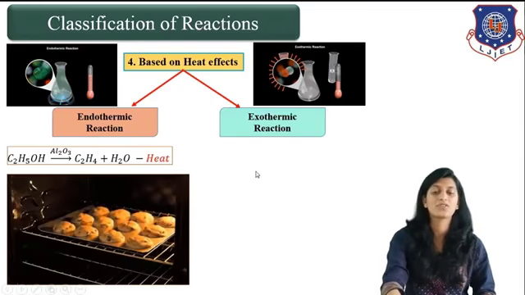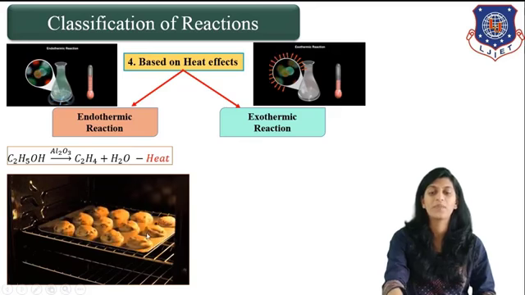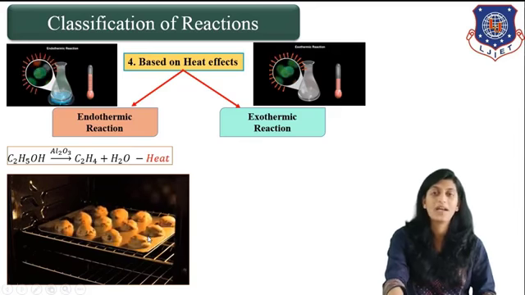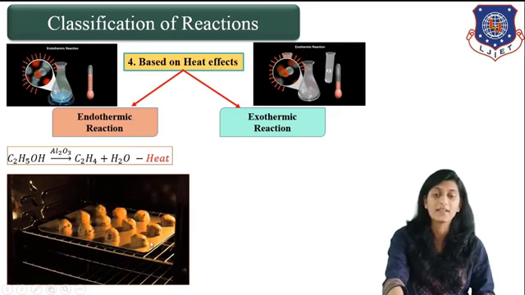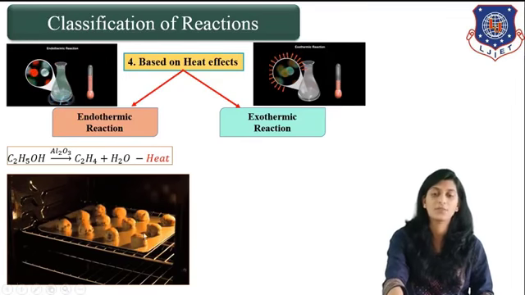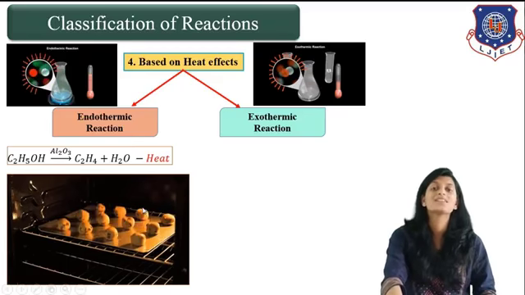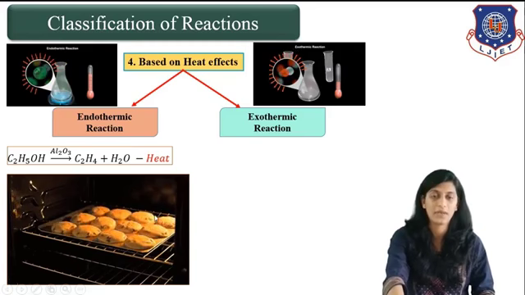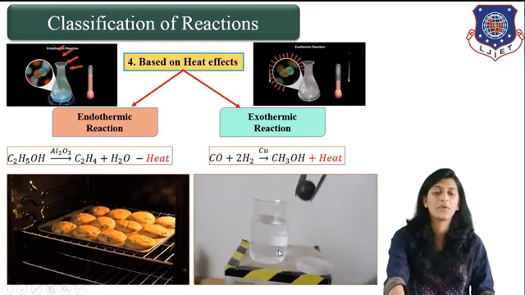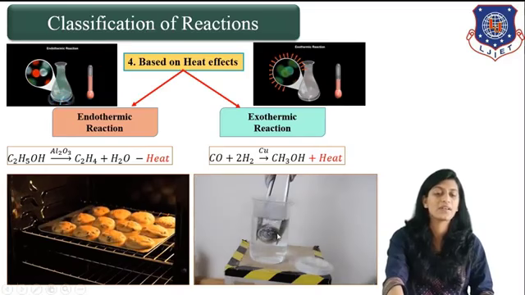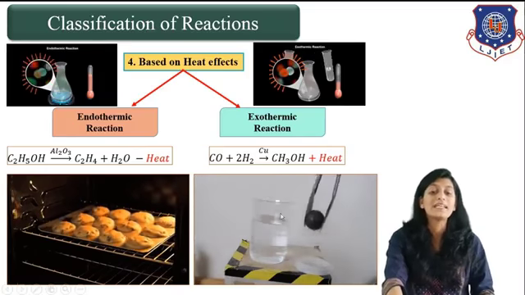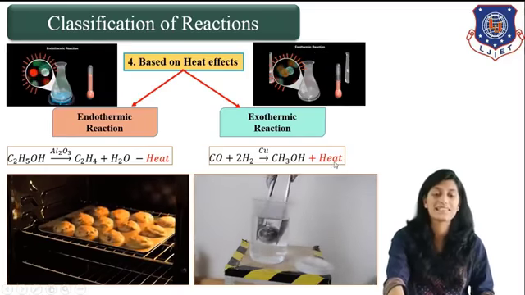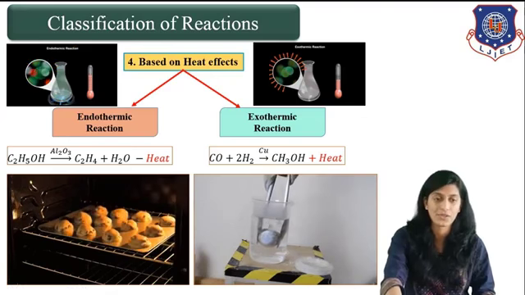As you can see in this picture, these cookies require the desired amount of heat to get converted into the final product. The dough which is kept inside the oven requires a proper amount of heat, and only then can it be converted into cookies. So this is an example of an endothermic reaction. Whereas in an exothermic reaction, when we add this chemical to this liquid, the heat is liberated. So this is an example of an exothermic reaction.